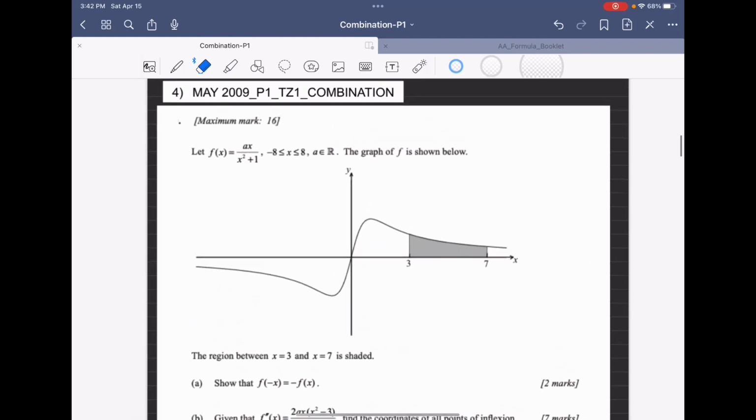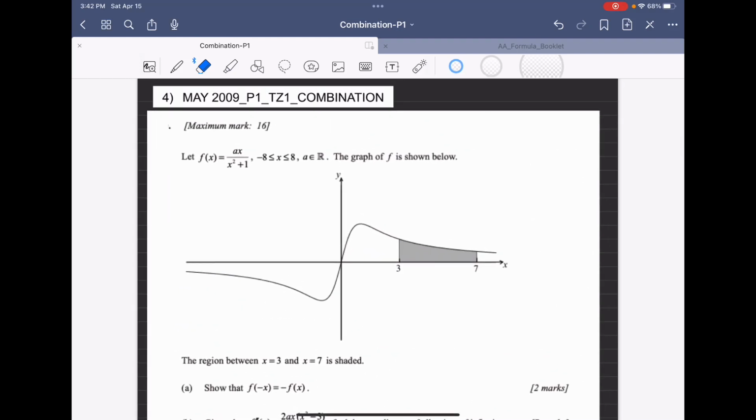May 2009, paper 1, time zone 1, maximum mark 16. Let f of x is equal to ax upon x square plus 1, a rational function from minus 8 to plus 8 x values, where a belongs to real numbers. The graph of f is shown below. The graph is already given to you.